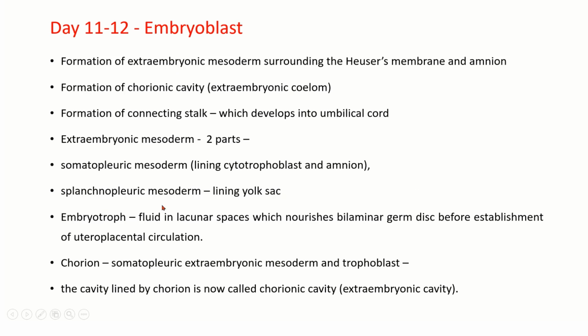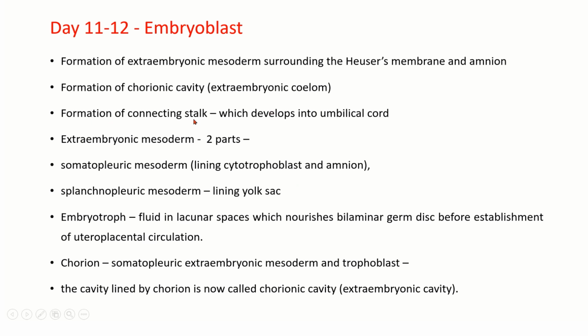So what are the changes in the embryoblast? First thing, formation of extraembryonic mesoderm. Earlier I showed Heuser's membrane. Between Heuser's membrane and the cytotrophoblast, there will be formation of extraembryonic mesoderm, and then formation of the chorionic cavity. Within this extraembryonic mesoderm, there will be formation of small cavities which coalesce to form the extraembryonic coelom.